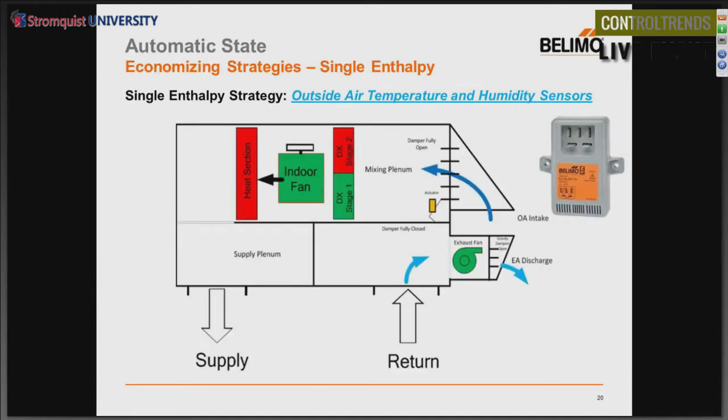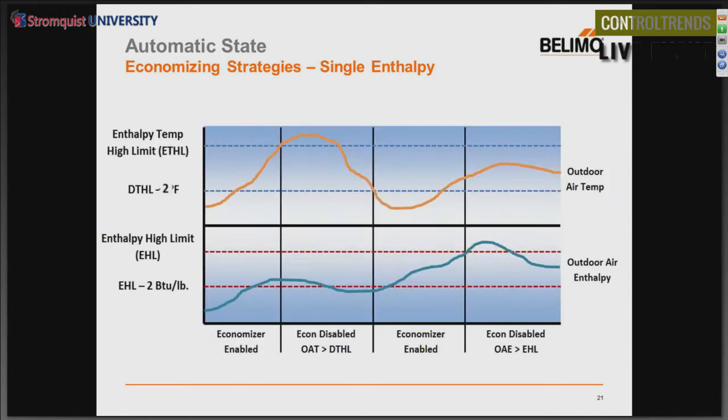Now, single enthalpy, you would have your temperature and humidity sensor on the outside air intake, as well as a 10K sensor in your supply. Your outdoor air enthalpy is going to be calculated from your outside air temperature and your outside humidity. Now, this chart's a little more involved, so we're going to walk through this again in phases.